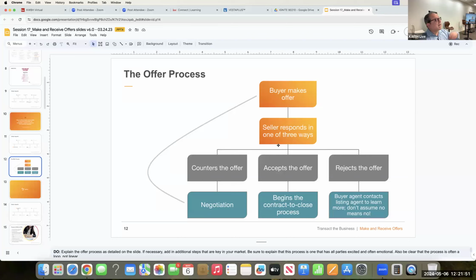Okay, so those are the three things that can happen when you make an offer. Either it gets accepted, it gets countered, or it gets rejected. So this is a negotiation. Once your offer is accepted, then we begin contract to close. If it's rejected, the buyer agent contacts the listing agent to learn more. Don't assume no means no. So if I write an offer and I don't get any response, I'm going to call the listing agent and say, hey, what's going on? Why aren't you responding to my offer? It's your turn. Please respond. All right, let's keep going.